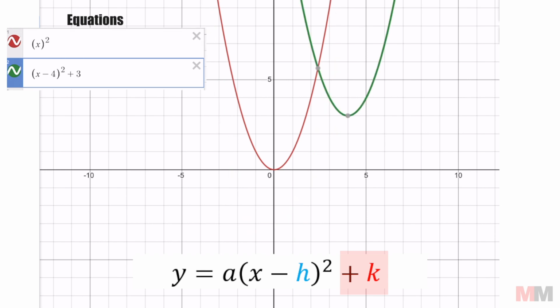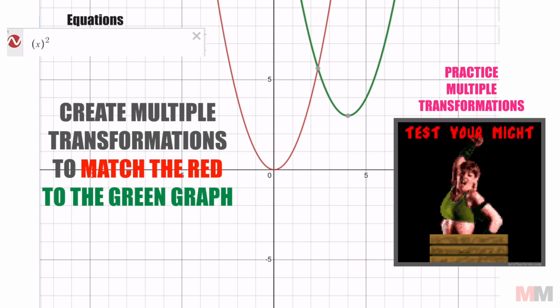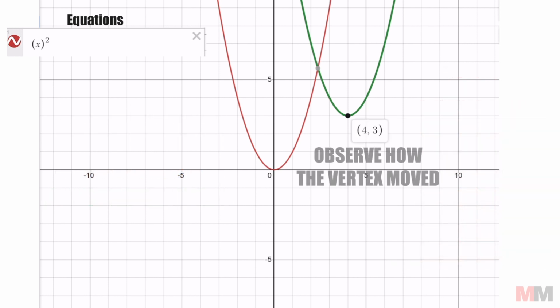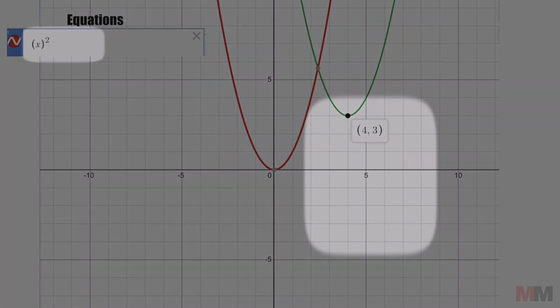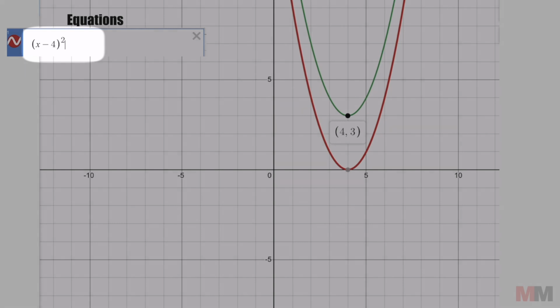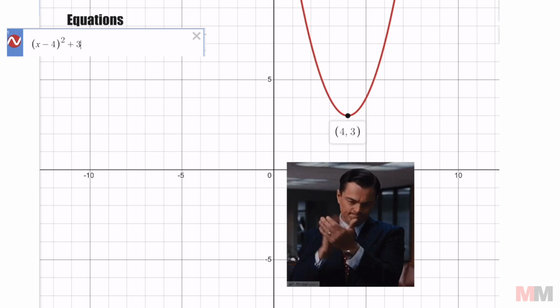Let's say I have something like that. I'm trying to go from red and create transformations to match that green graph. The first thing that I always observe is the vertex of that green graph. It moved 4 to the right and up 3 units. So if you want to move something 4 to the right, the movement of 4 to the right has to be inside that parentheses, and that's the tricky one. Remember, it has the opposite effect. If I want to move it 4 to the right, I would just put -4, and now if I want to move that up, that is going to be your K value, then you would just put +3, and now we got it to match.